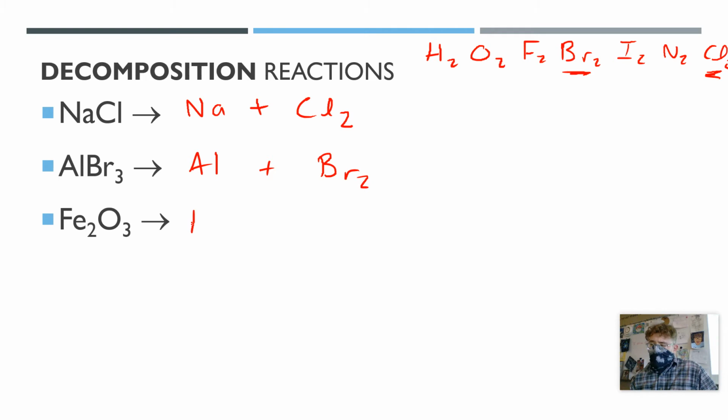Fe2O3, we're starting to see a pattern. You have a metal, and then you have a non-metal, and typically that non-metal is going to be diatomic. So like oxygen here is going to exist as O2. This is the opposite of rust. You have rust going to iron and oxygen as opposed to the opposite.